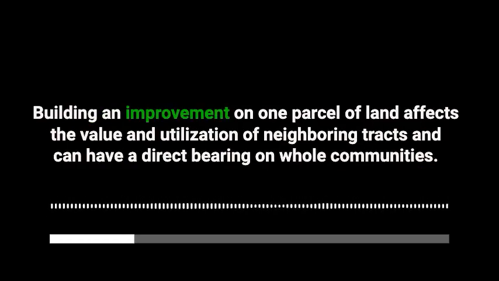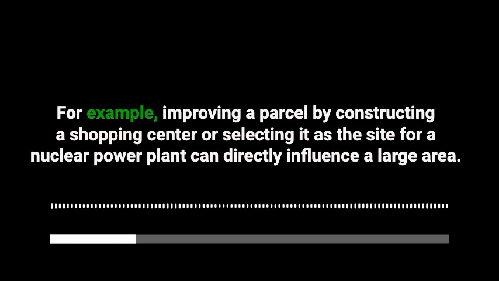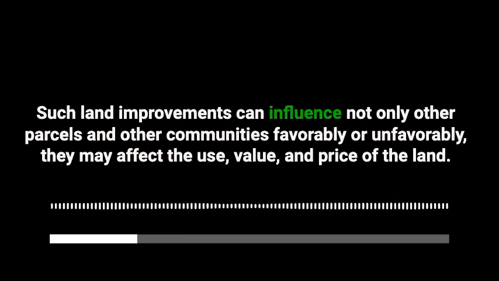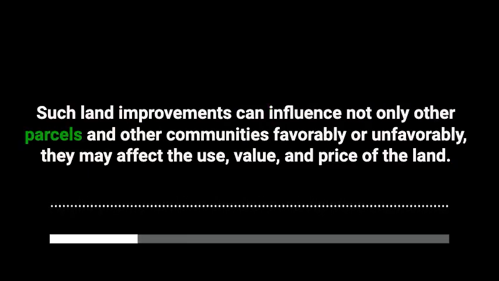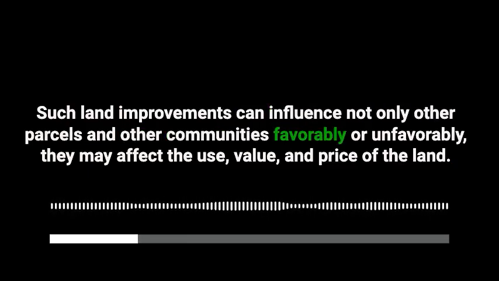Building an improvement on one parcel of land affects the value and utilization of neighboring tracts and can have a direct bearing on whole communities. For example, improving a parcel by constructing a shopping center or selecting it as the site for a nuclear power plant can directly influence a large area. Such land improvements can influence not only other parcels and other communities favorably or unfavorably, they may affect the use, value, and price of the land.